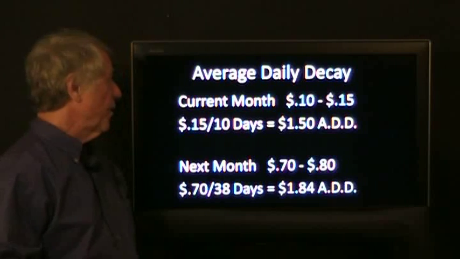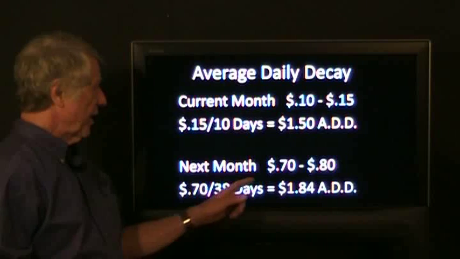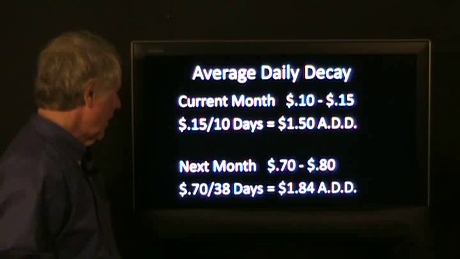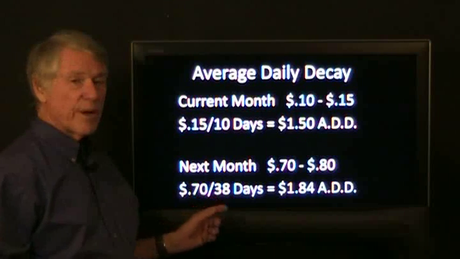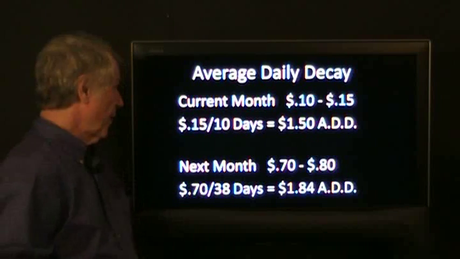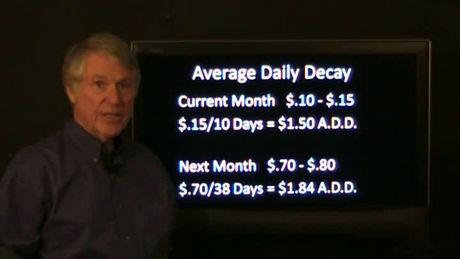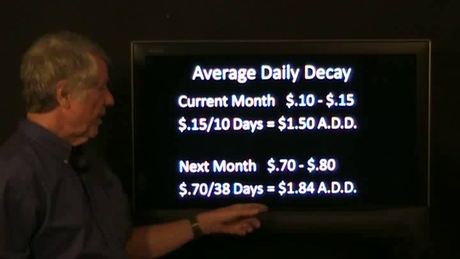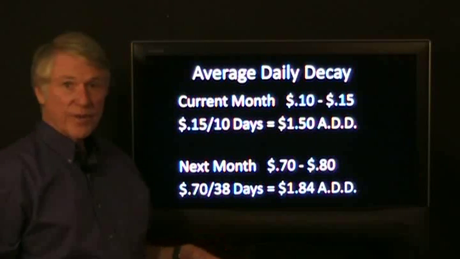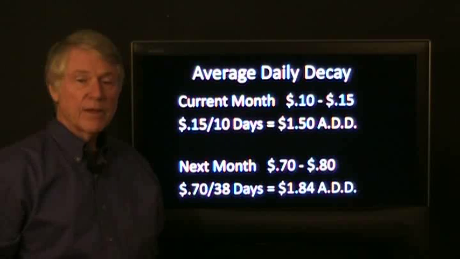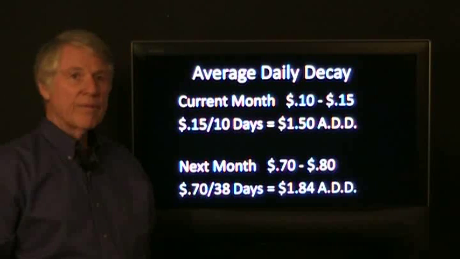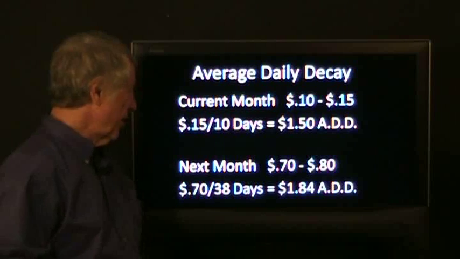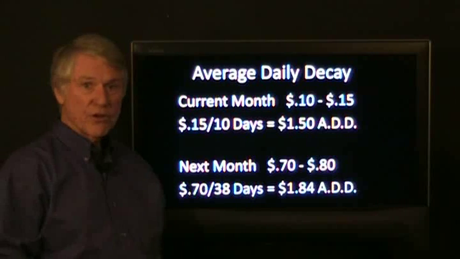Then you look at the next month option, and in this case it's bid 70 cents, ask 80 cents. You divide the number of remaining days, which is 38 days, into the bid price, because that's the price you would sell that next month option for, and you determine that the average daily decay of the next month option is $1.84. So over the course of the month, you'd be collecting more each day in decay by having your money in the next month option rather than the short one.